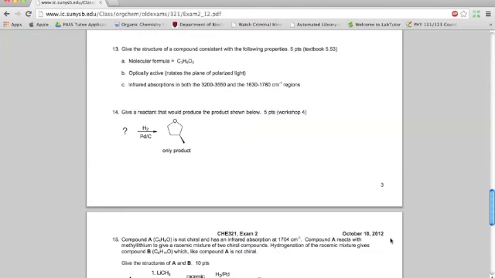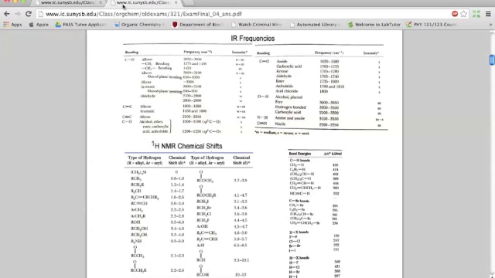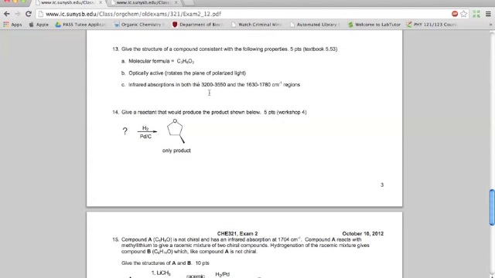Okay, so give the structure of a compound consistent with the following properties. Oh, I need the IR spectrum up right over here, and it's giving me the molecular formula. So the first thing I'm going to want to do is my index of hydrogen deficiency.